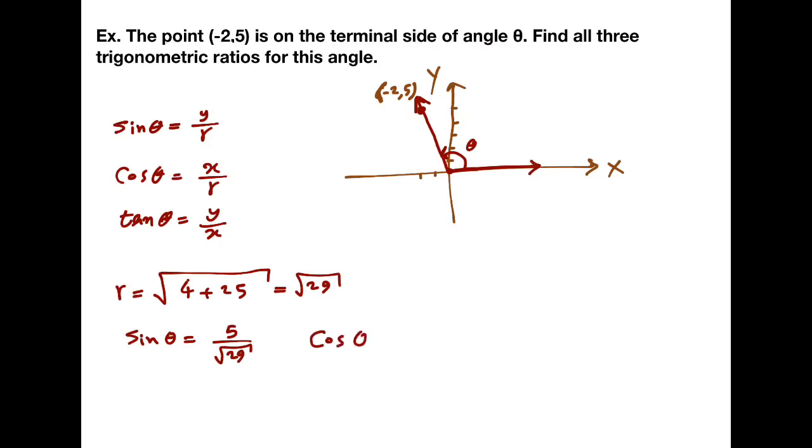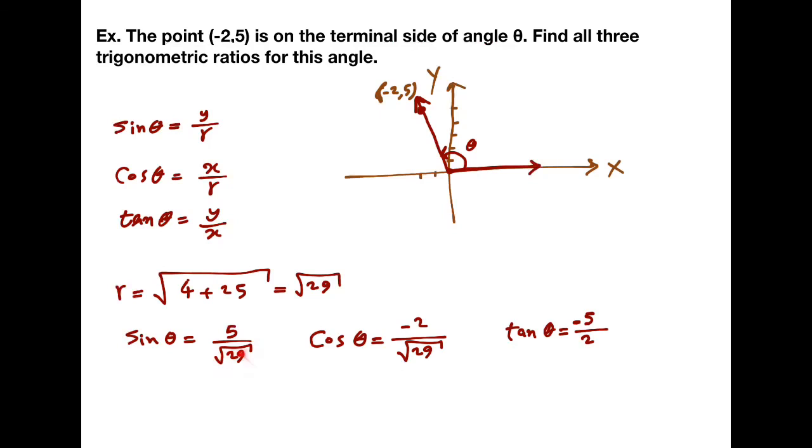Cosine of the angle is x divided by r. x is -2 and r is root 29. And tangent of the angle is y divided by x, which is 5 divided by -2. I just pulled the negative up and put it here: -5 divided by 2. And that's it. That's how we found the trig ratios for this angle in this example.